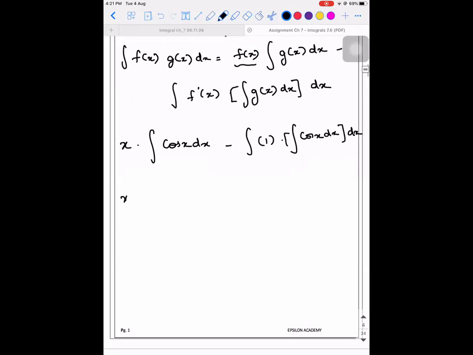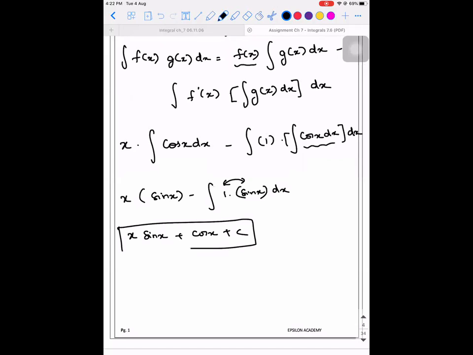So x into the integral of cos x is sin x, minus the integral of 1 into sin x with respect to x. So 1 into sin x is sin x. The integral of sin x will be minus cos x. So the answer will be x sin x plus cos x plus c. I hope it's clear. Make a note of it. We'll go a little slow till you understand.